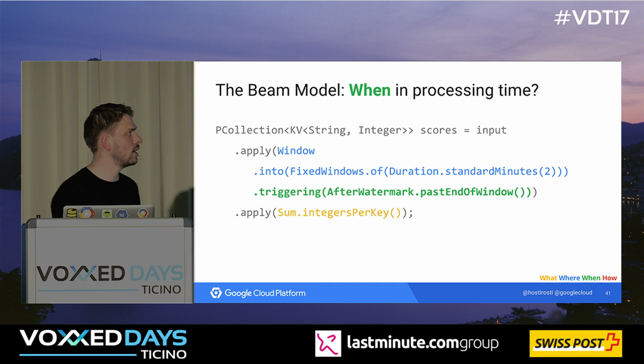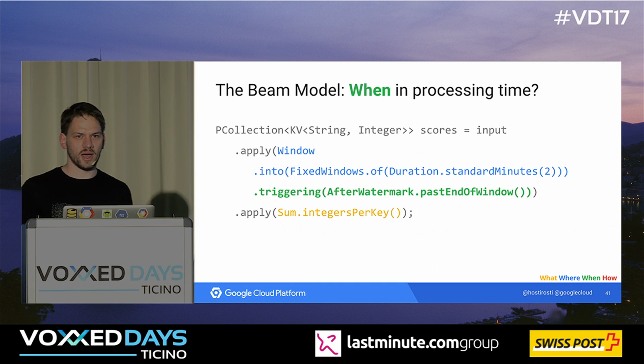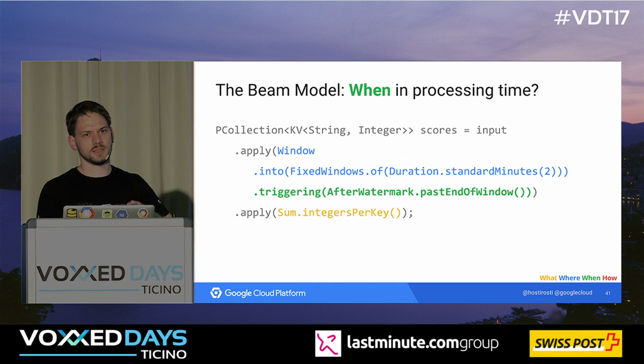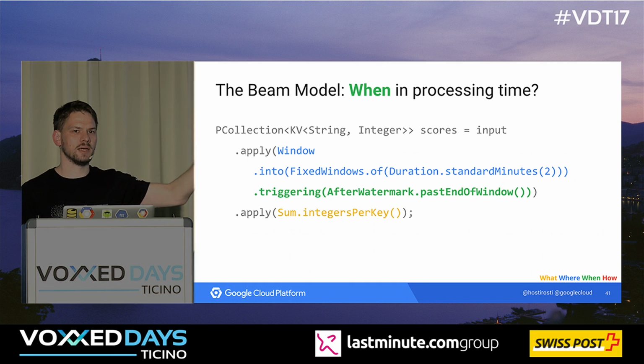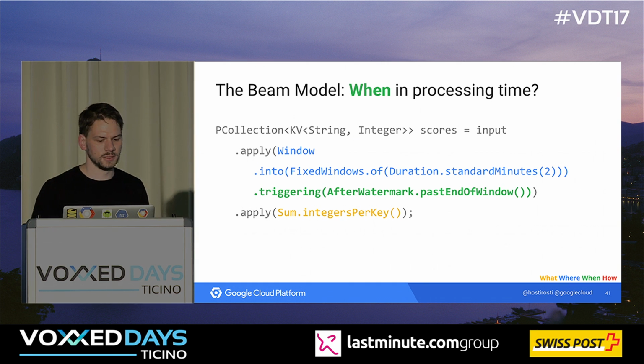So how does that look in Beam? You define so-called triggers, and you have different kinds of triggers that you can use. The SDK comes with a wide set of triggers. And what we use here, in this example, is that I want to trigger a result after the watermark has passed. So I use after watermark, past end of window, and everything else stays the same.